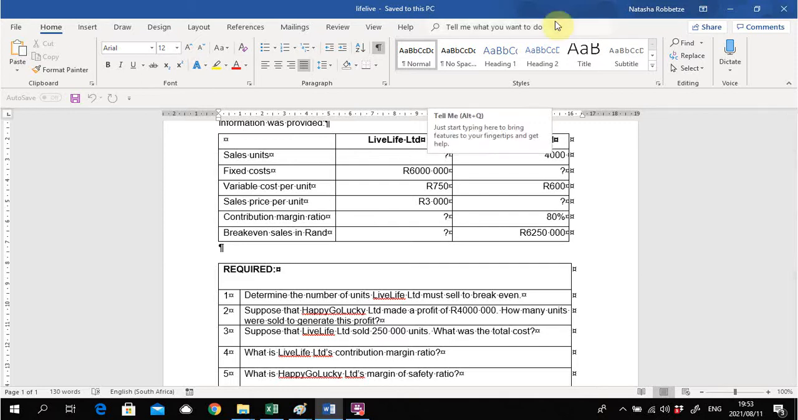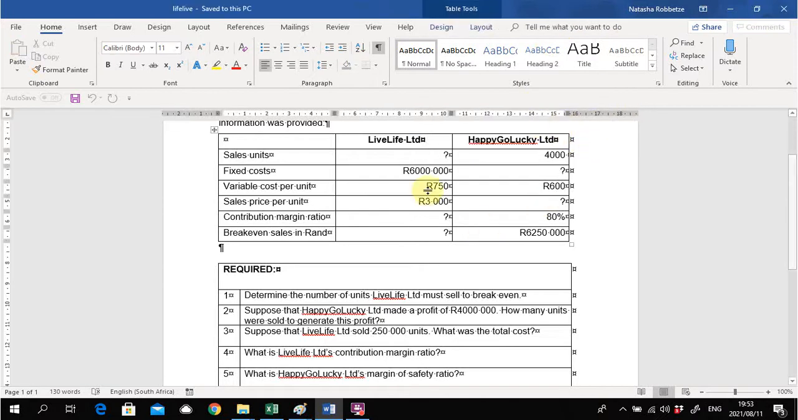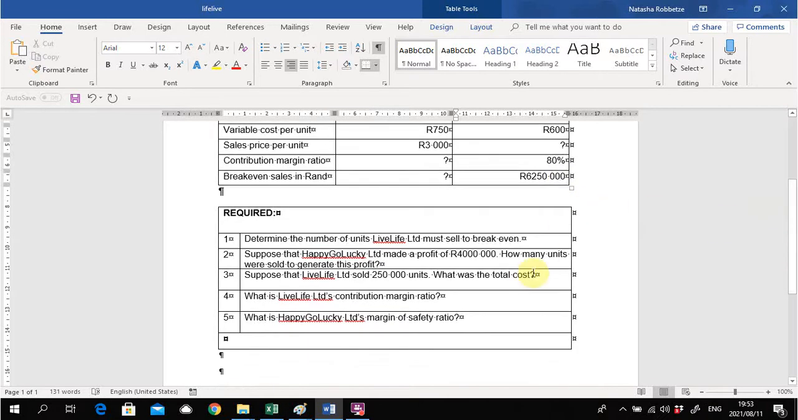For Happy-Go-Lucky, in this column, they've given you the current sales units, which is 4,000. Let's just type for clarity's sake, it should be units. Then there is a question mark for the fixed cost. They've given you the variable cost. The selling price is a question mark. They've given you the contribution margin ratio, and then the break-even sales in rand, which is 6,250,000.